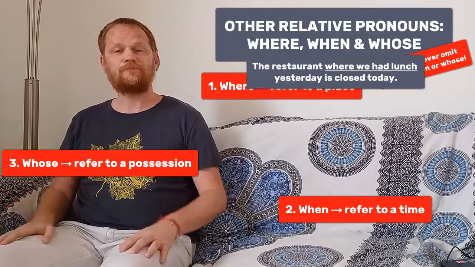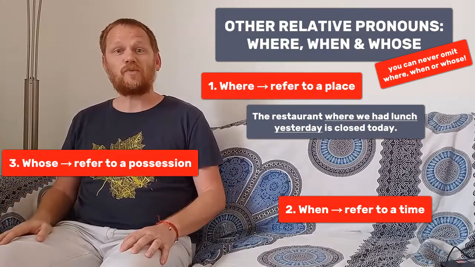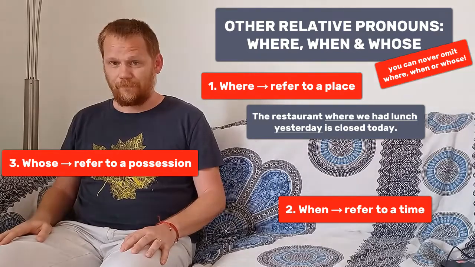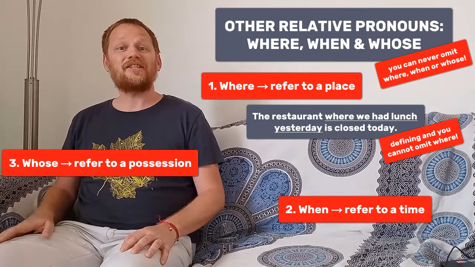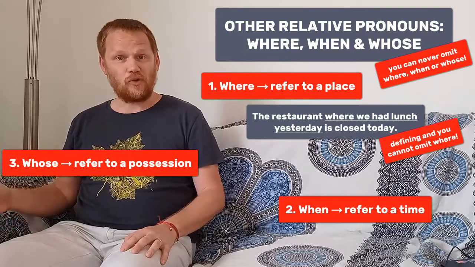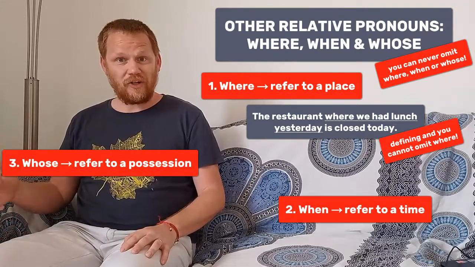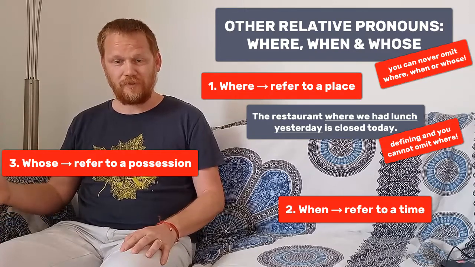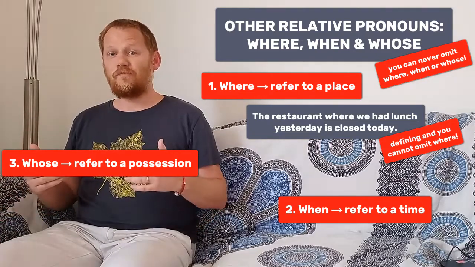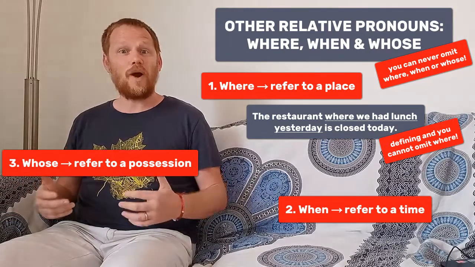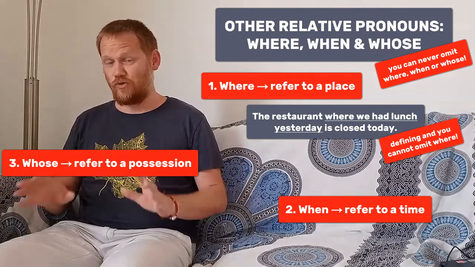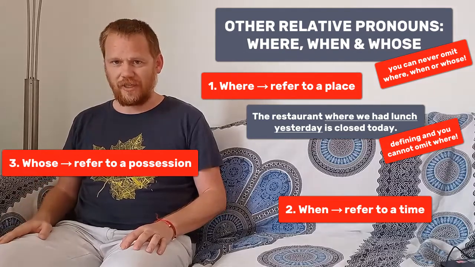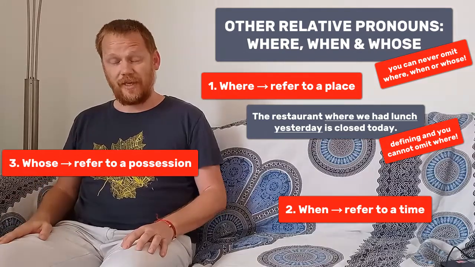For example, the restaurant where we had lunch yesterday is closed today. So in this case, this is a defining relative clause, specifying the restaurant, defining the restaurant, right? And we cannot omit the question word where, we need to use it. The restaurant where we had lunch yesterday is closed today.